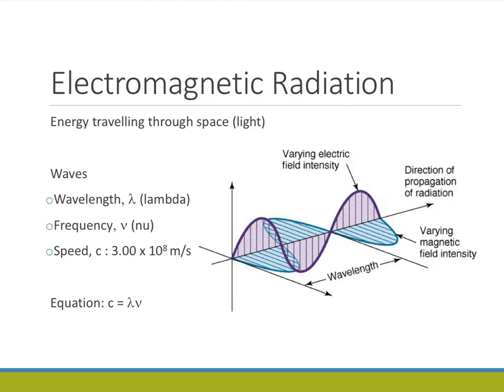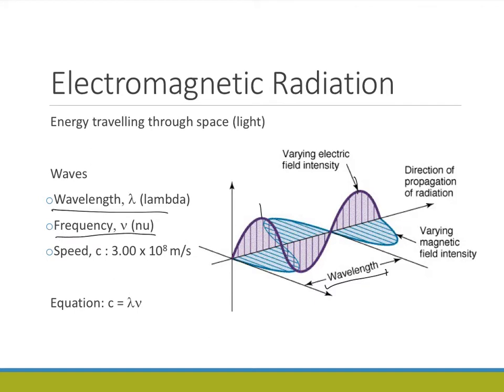Now, waves are characterized by a few different things. Wavelength, or lambda, the Greek letter lambda, is the distance between two equivalent points on a wave. You can see here the wavelength of this piece of electromagnetic radiation is between where it touches zero and the next time it touches zero on the upswing. In other words, from crest to crest or trough to trough.